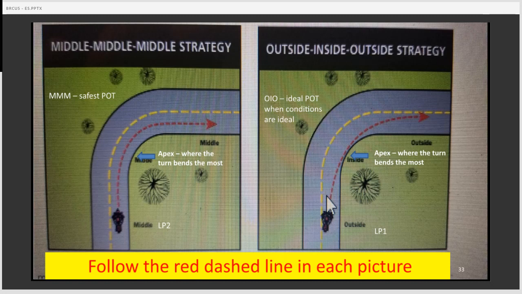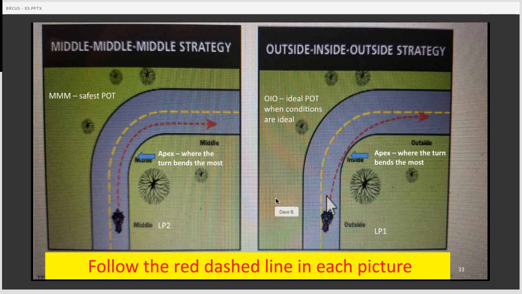This one over here on the left is called middle, middle, middle. It's the safest path of travel. So as you're approaching the curve, you're in the middle, LP2. As you're approaching the apex, where the turn bends the most, you stay in the middle. And as you pass the apex, again, you stay in that middle. So that's why it's called middle, middle, middle. If there are any oncoming cars, you don't have to worry about that. And again, it's a little bit easier and safer to go through the turn middle, middle, middle.